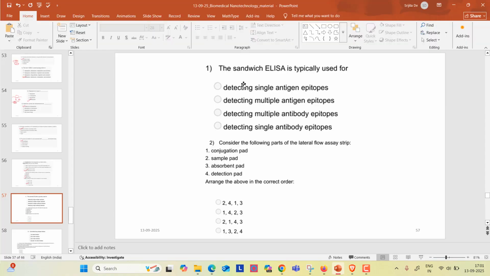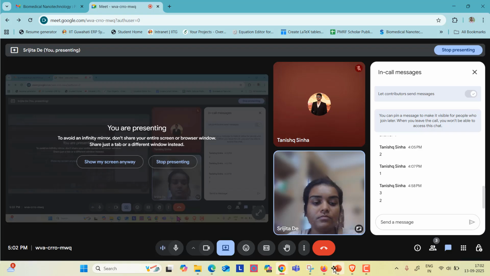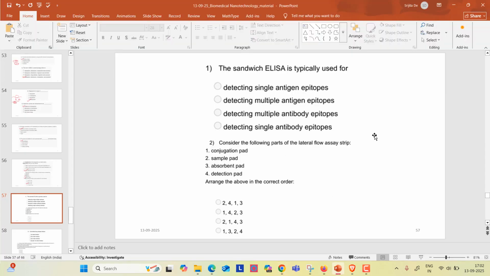Next. The sandwich ELISA is typically used for what? So if you have gone through the lectures, you will be able to answer that. The sandwich ELISA is typically used for detecting multiple antigen epitopes. So this is option B, detecting multiple antigen epitopes.